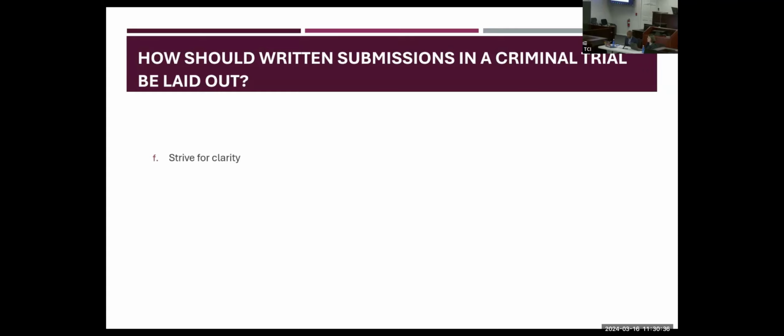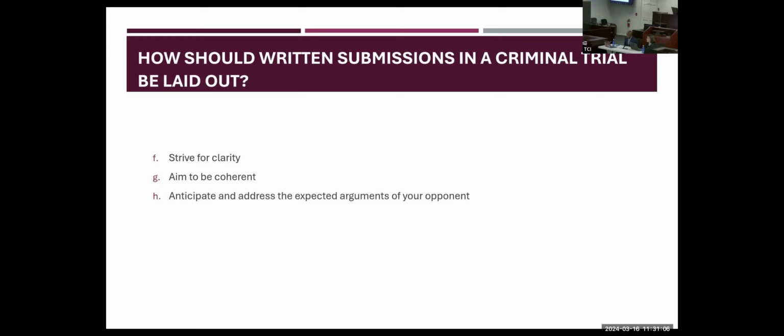Some tips for how written submissions should be laid out. Of course, strive for clarity. You don't want your judge to be reading your submissions, spending longer than necessary trying to work out exactly what you mean. So not using too many words, using clear words, aiming to be coherent, I think, is a similar point. Make it clear what you're saying to your judge.